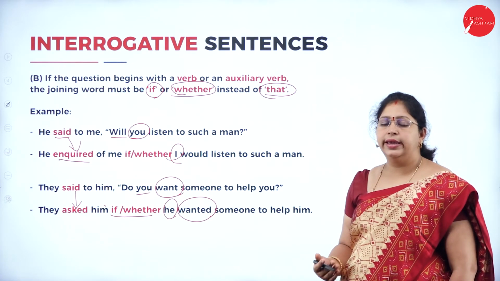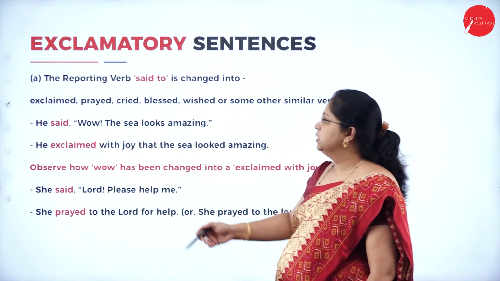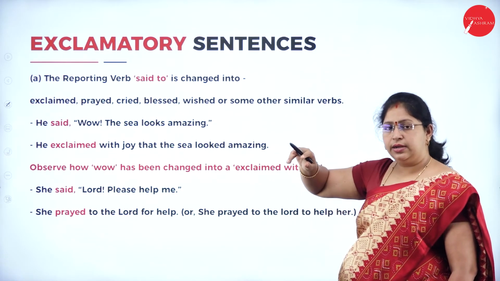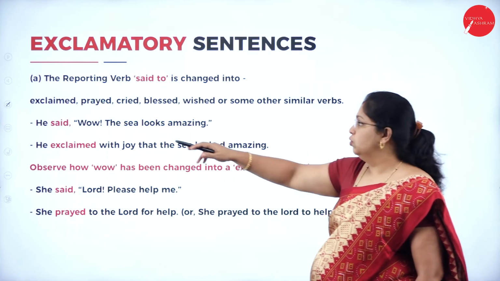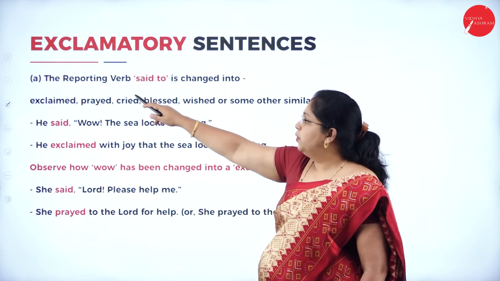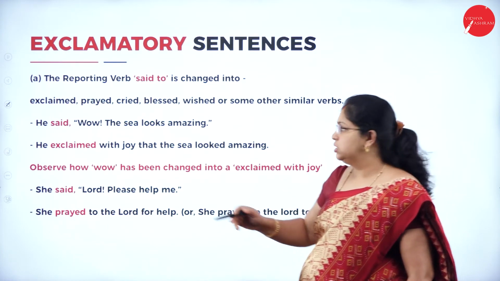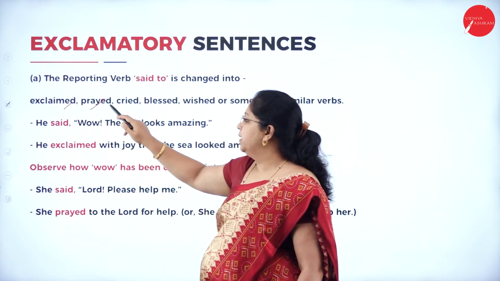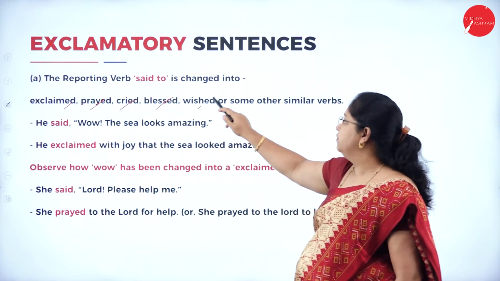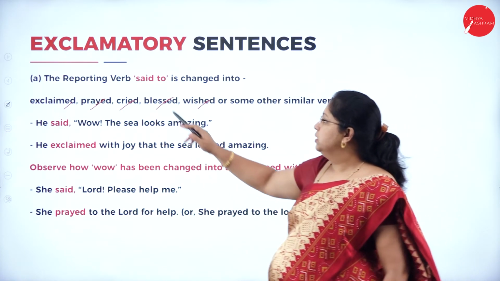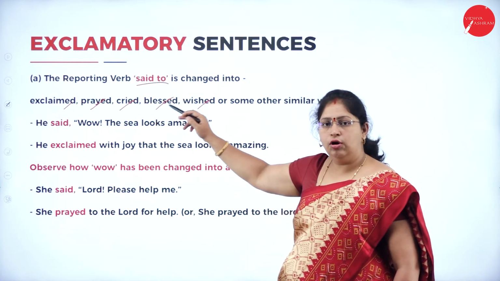Next, we will see the exclamatory sentences. So, if the reporting speech is exclamatory, what do we need to do? The reporting verb "said to" is changed. It can be changed into exclaimed, prayed, cried, blessed, wished, or some other similar verbs. Okay. So, "said to" changes to any of these.